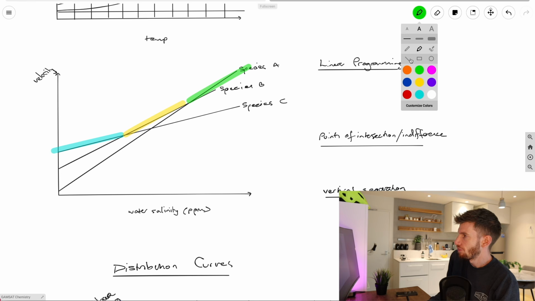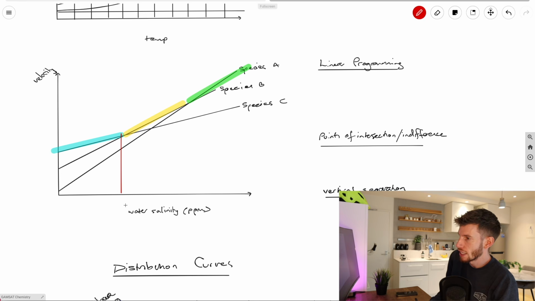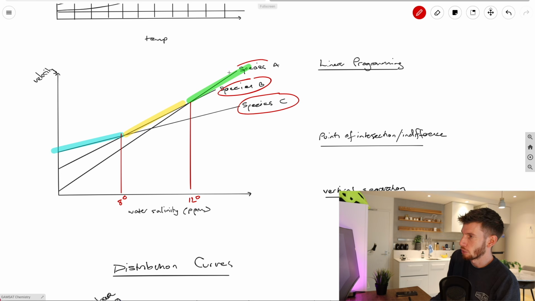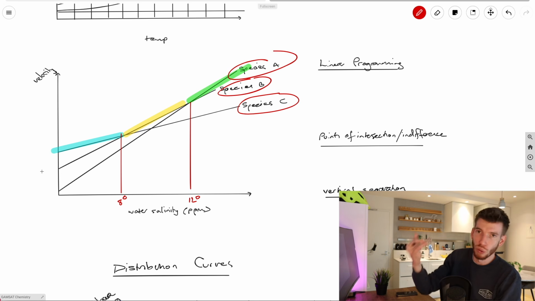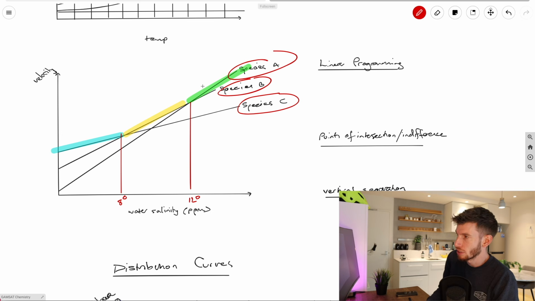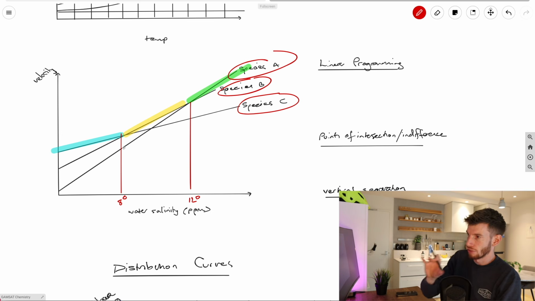So basically the fastest swimmer from here to here, say this was 8 degrees and this was 12 degrees. From 0 through 8, the fastest swimming species is species C. From 8 through 12, the fastest species is, I follow the yellow line, species B. And then species A is better in higher temperatures. They might have a question about like tropical water or this or that, and you go, oh, well, probably the green species A swims fastest, like that. And this is how we can very quickly break down the graph into sections.